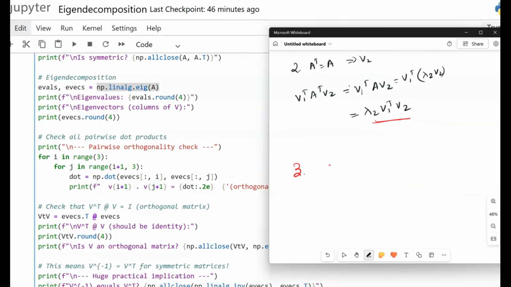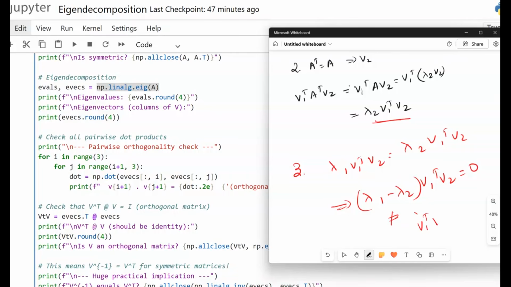So the third one: lambda 1 v1 transpose v2 is equal to lambda 2 v1 transpose v2. So this implies (lambda 1 minus lambda 2) times v1 transpose v2 is equal to 0. Since lambda 1 and lambda 2 are not equal, the factor lambda 1 minus lambda 2 is not equal to 0, therefore v1 transpose v2 is equal to 0.